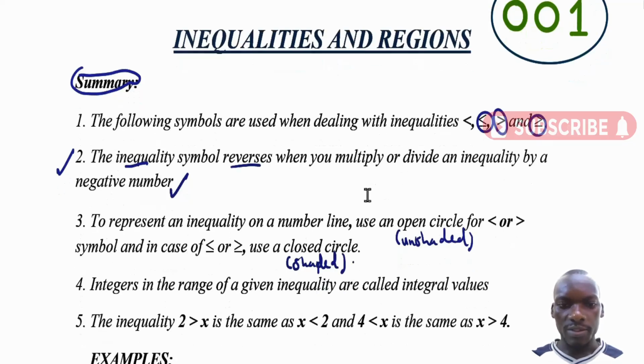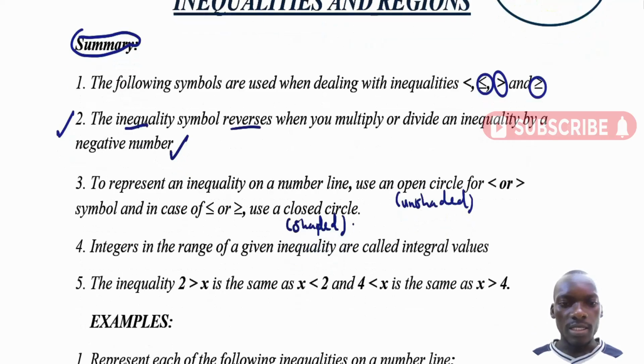Then number 4, integers in the range of a given inequality are called integrals. So they are called integral values. So long as they are within the range according to the inequality that is given, then they are called the integrals. Meaning that in case we've been asked to state the integrals of a certain given inequality, then we are supposed to give the integers that are within the range of the given inequality.